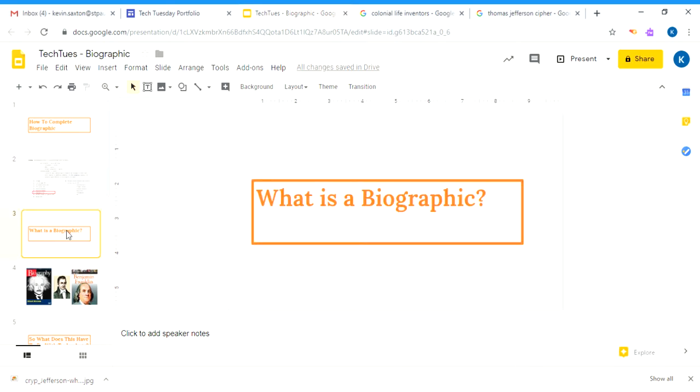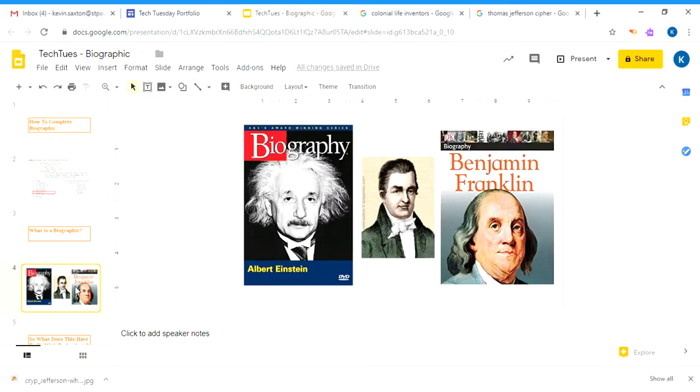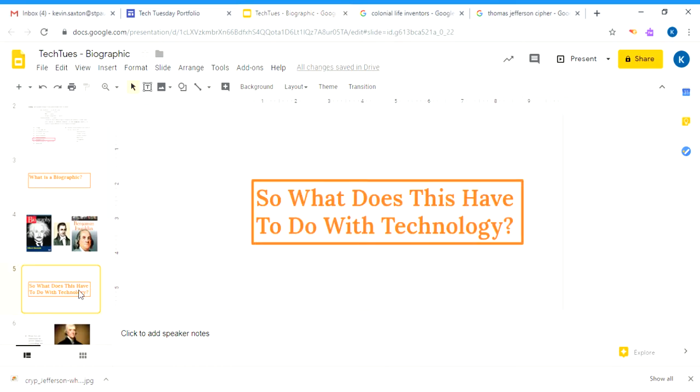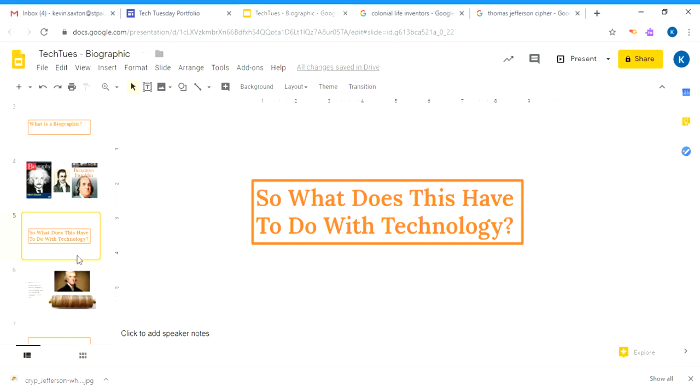So, what is a biographic? Well, it's just another name for a biography. You know, when you pick a person and you talk about their life. But the difference here is that this biographic or biography needs to be focused on a person who is connected to a technology. So you can't just pick any person.